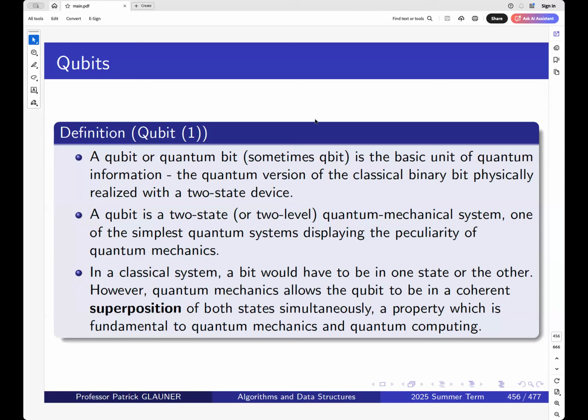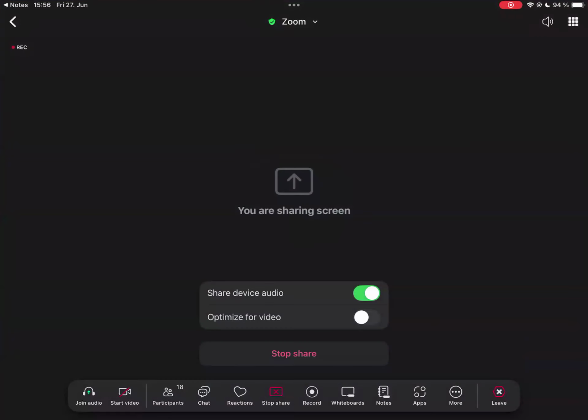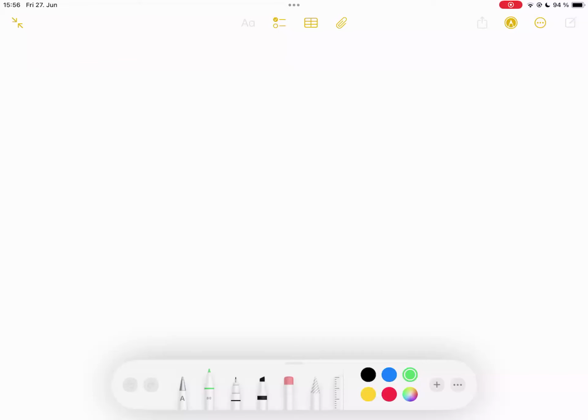And by taking advantage of quantum mechanics. And for the next part, I will quickly switch to the whiteboard and I'll show you a little bit of the mathematics behind quantum computing. Now let's look at how we can mathematically describe a qubit.